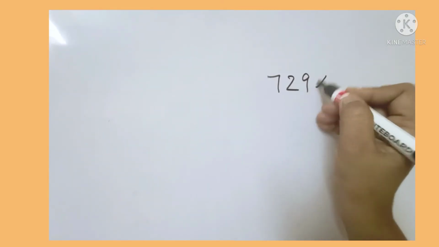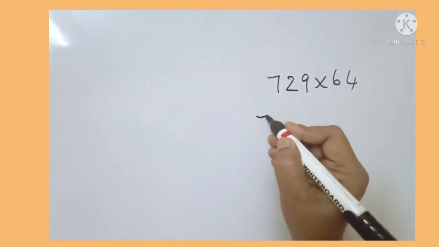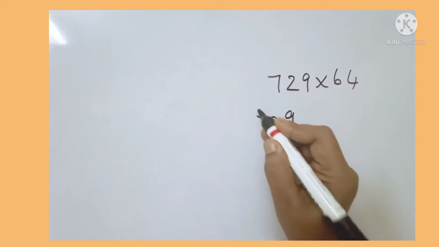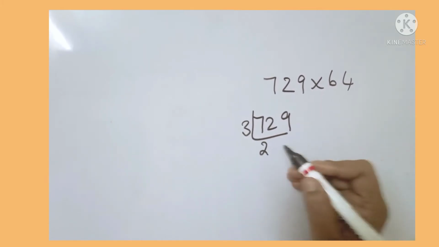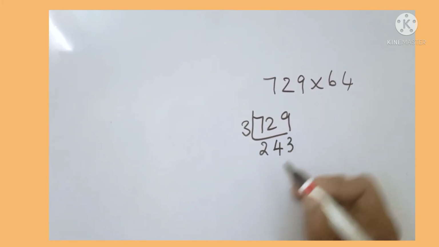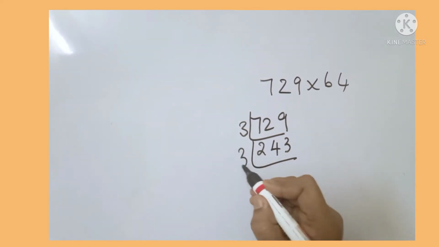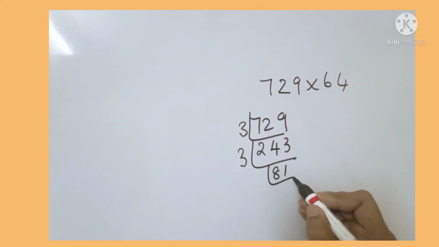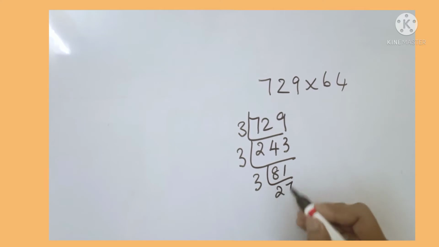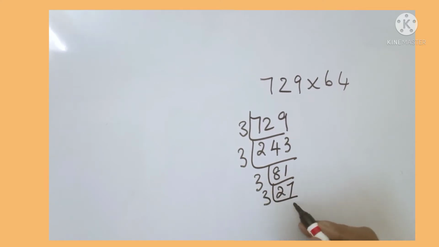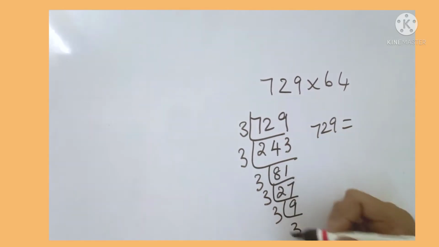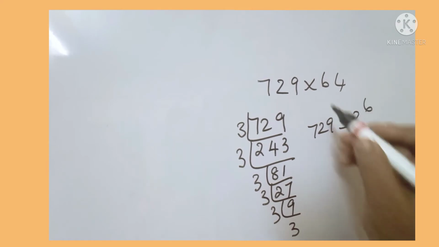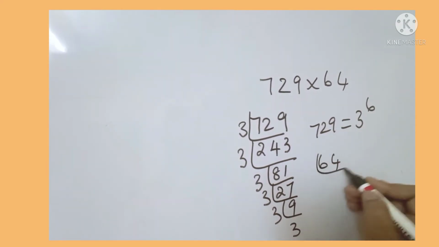Then 729 into 64. Separately we want to factorize 729. That is 729 by 3. 2 3s are 6. 4 3s are 12. 3 3s are 9. Again by 3 it is 81. By 3, 27. By 3 it is 9. By 3 it is 3. So 729 is equal to 1, 2, 3, 4, 5, 6, 3 raised to 6.